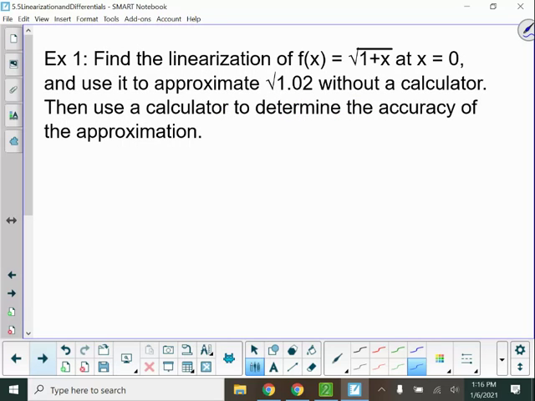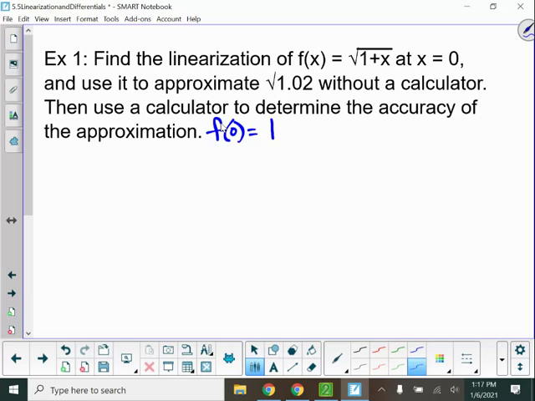That brings us to example 1. It says find the linearization of f of x equals the square root of 1 plus x at x equals 0, and we are going to use it to approximate the square root of 1.02 without a calculator. Then we're actually going to look at the calculator approximation to figure out how accurate this is. So first thing you want to do is plug the value into the function. So 0 is going to be my a value. f of 0 is going to give us 1 because the square root of 1 plus 0 is 1. So that's the first thing that we have to do here.